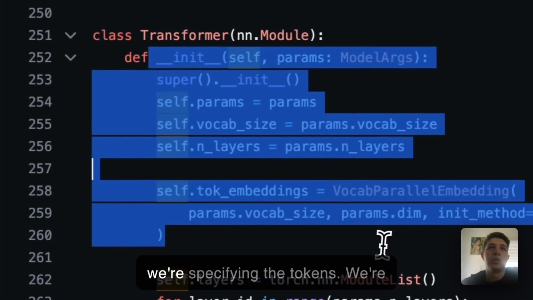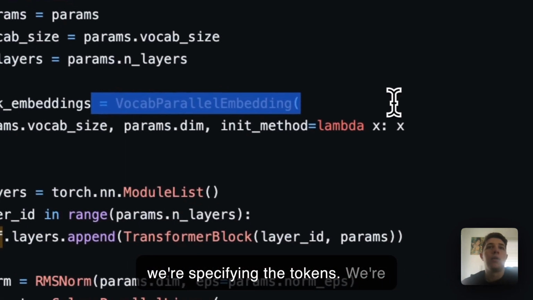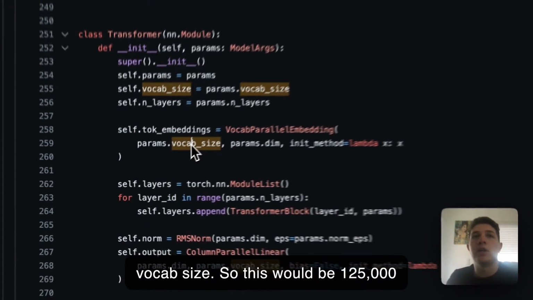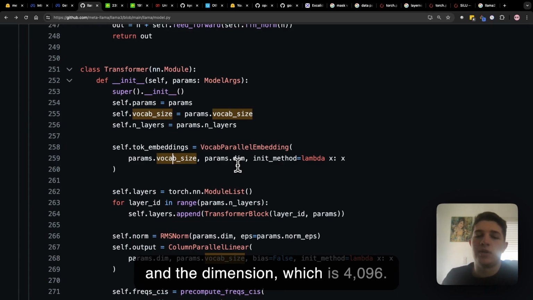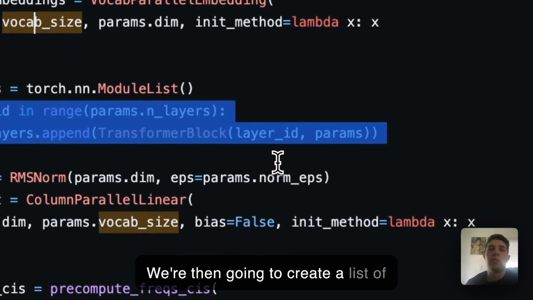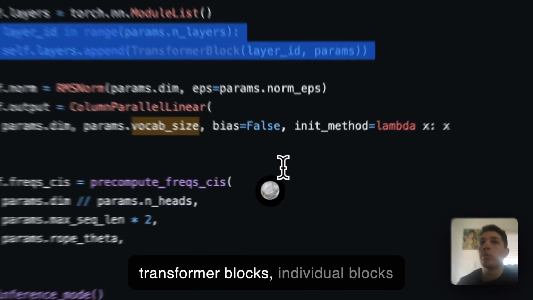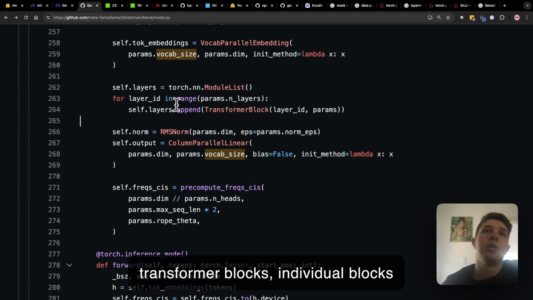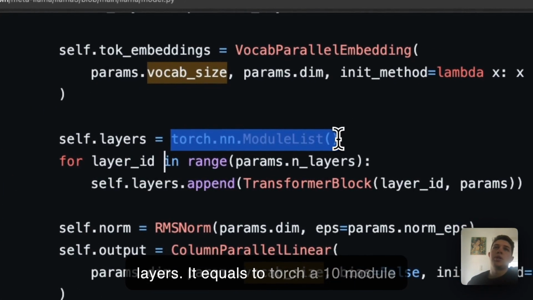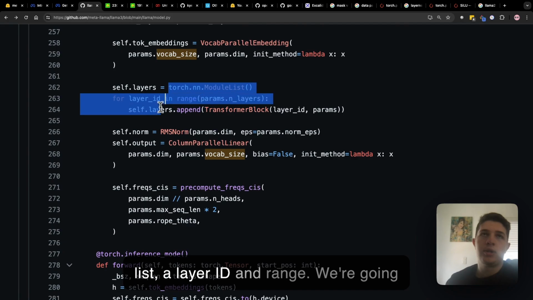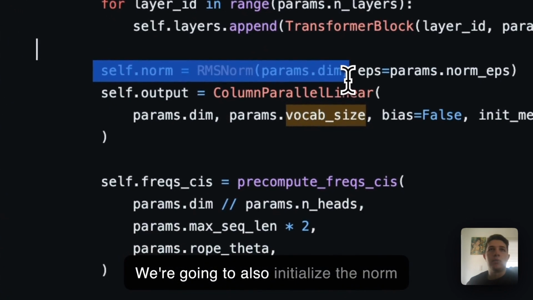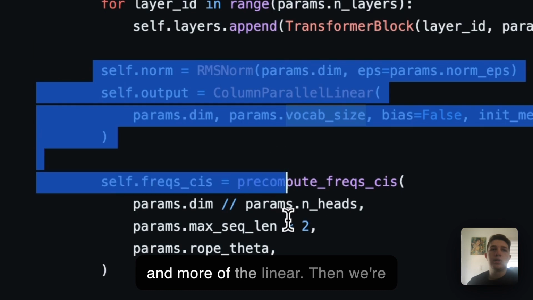Then here we're specifying the tokens. Vocab, we're going to get the embeddings of the vocab size. So this would be 125,000, and the dimension, which is 4,096. We're then going to create a list of transformer blocks, individual blocks, using this. We're going to specify layers equals torch.nn.ModuleList, for layer ID in range, we're going to append the transformer block. We're going to also initialize the norm and the linear.